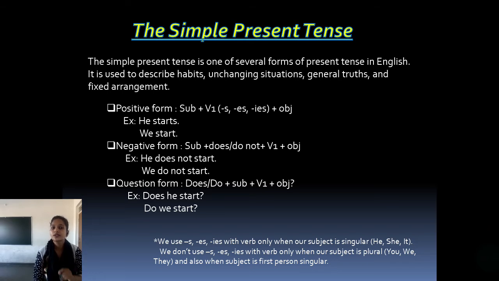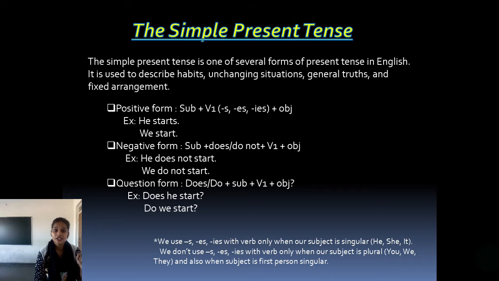For the positive form, we will directly use the verb's first form. We use s, es or ies with this, plus object, like the rest of the sentence. Here s, es and ies is not used with every verb. It is used as a condition: we use s, es, ies when the subject is singular, that is he, she, it or any singular subject. Then we use s, es and ies.